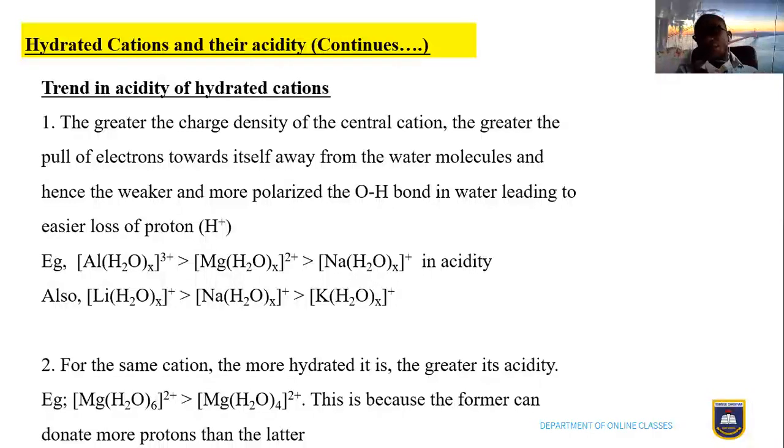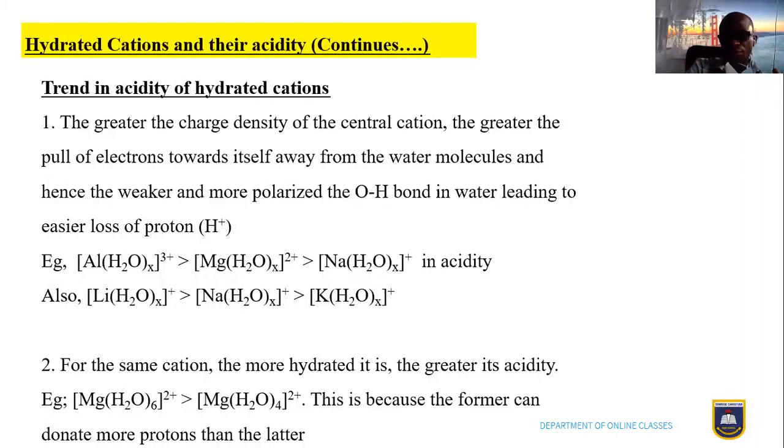If the elements are different, the cations are different, and they have the same moles of water, say X, charge density is what is key. The higher the charge density, the stronger the acid, that hydrated cation acting as an acid. The greater the charge density, the more acidic the hydrated cation is.